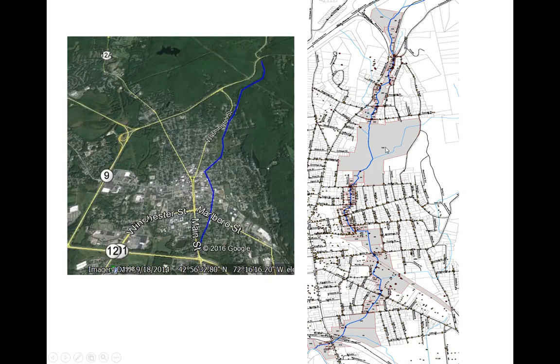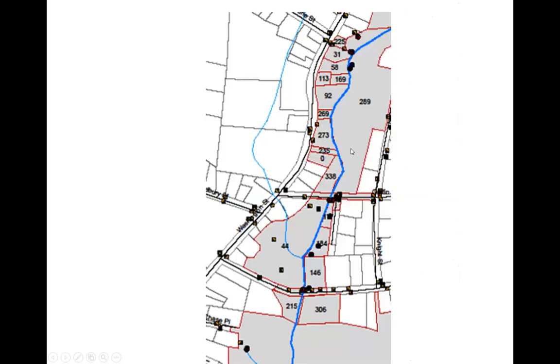This is a map. It's called a parcel map the town has for its tax purposes. And the brook is in blue. The gray areas are the adjacent parcels along the stream, privately owned. And you can see they're numbered, and so we use the numbers as codes as far as the data we were collecting.